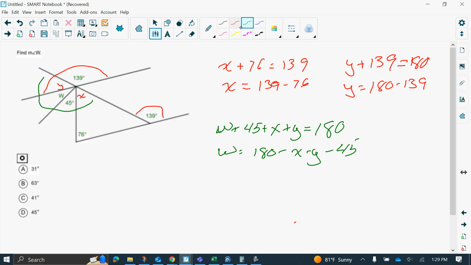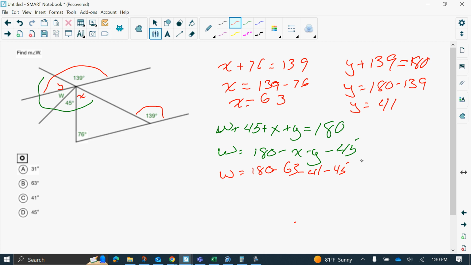So we simplify. 139 minus 76 is 63. 180 minus 139 is 41. And so then we plug in here. So w is 180 minus 63 minus 41 minus 45.